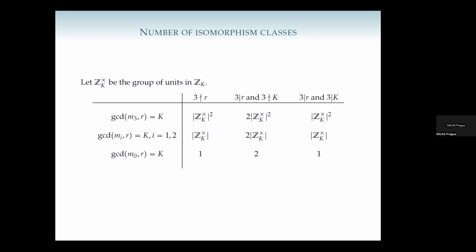you get the number of elements in the group of units to the power of 2, and twice as many here and the same here. So depending on the conditions here. And here you see that you get the same for I equal to 1 and 2, but for the last case here, you have something similar as the case where the greatest common divisor is 1 for all of them.